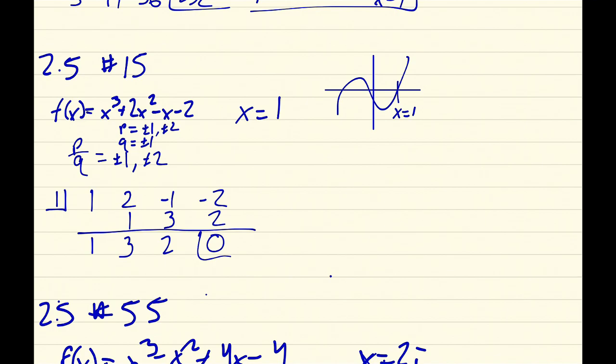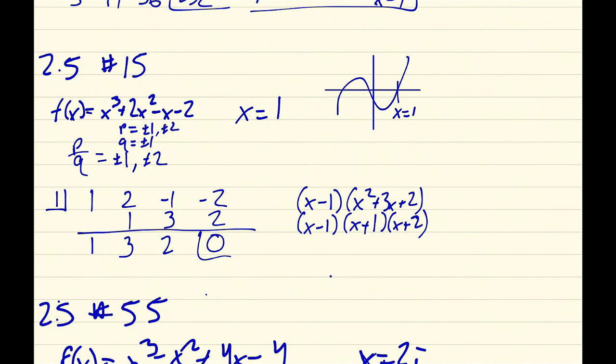So from there, x equals 1, the factor version of that is x minus 1. And now we're left with 1, 3, 2. That's 1x squared plus 3x plus 2. Now from there, we can actually factor that a little bit more. We've got x minus 1. X squared plus 3x plus 2 can factor out to x plus 1 times x plus 2.